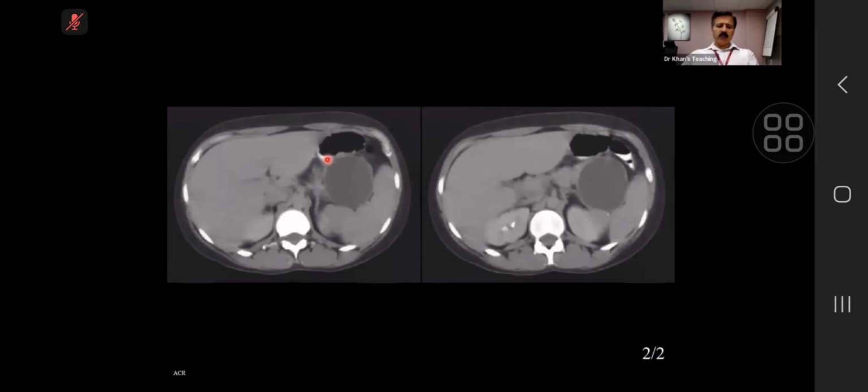Well done. If you see, this was the pseudocyst, and you can see that this is what we call the lesser sac. The stomach is here. It is displacing it anteriorly. Well done. Now, candidate 4, can you raise your hand? You are with us? Yes, sir.